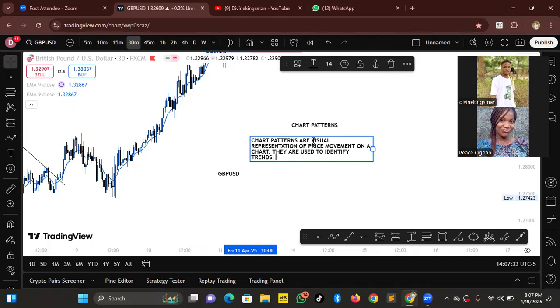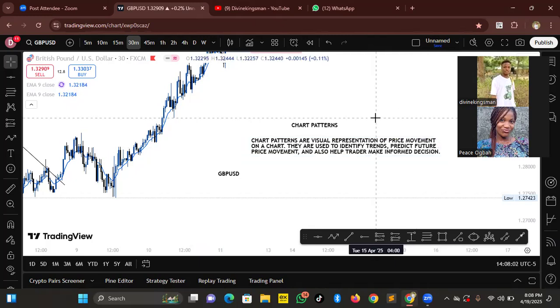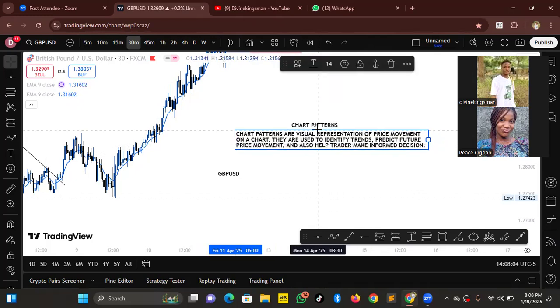They are also used to predict future price movements and also help traders make informed decisions. We're talking about the decision either to buy or to sell. So that's what a chart pattern is.